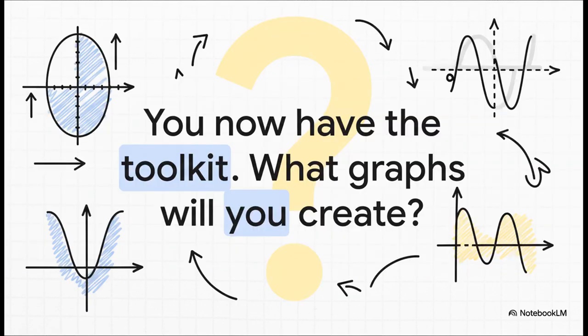So, by mastering just these few fundamental rules, you've basically been given a powerful toolkit. You can look at a really complicated equation and break it down into simple steps, or you could even start with a shape you want and try to build the function for it. The core idea is simple. What happens inside the parentheses changes the graph left and right. What happens outside changes it up and down. With that in mind, the only question left is, what graphs will you create?